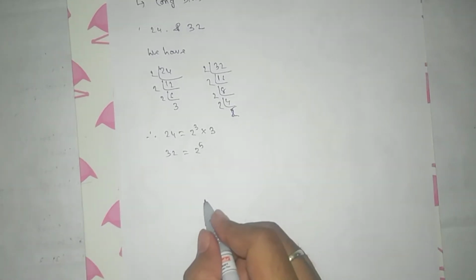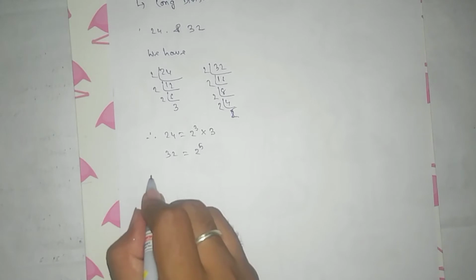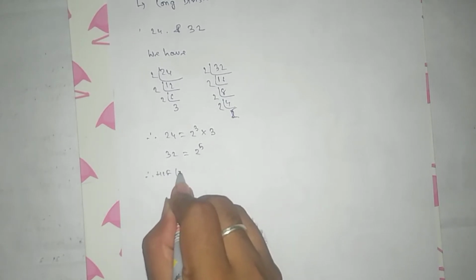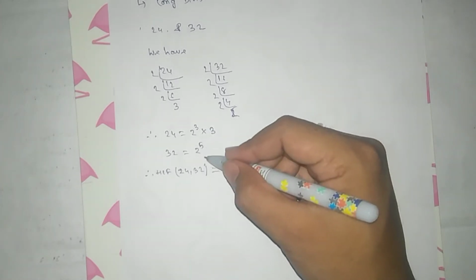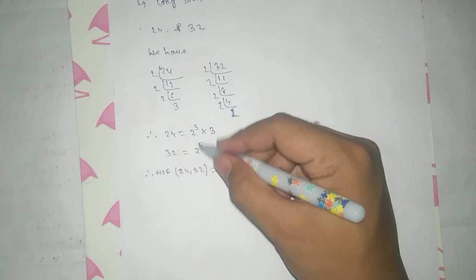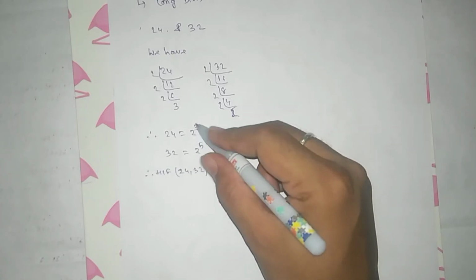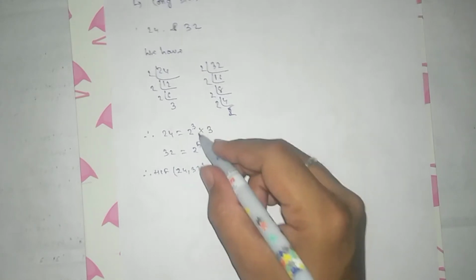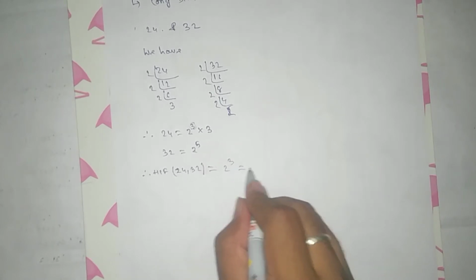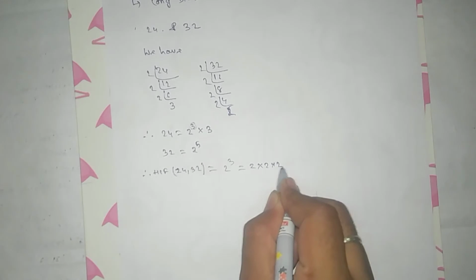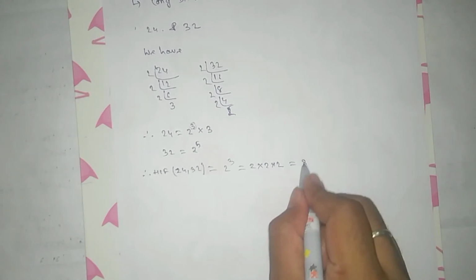So now, what are we going to do to find the HCF? We can find the LCM also, we'll see that in the next video. Here, to find the HCF of 24 and 32, look at the common factor. You can see that 2 is common in both. Then check which is the smaller power. 3 is smaller, so 2 to the power 3, which is 2 into 2 into 2, gives 8. Our answer is 8.